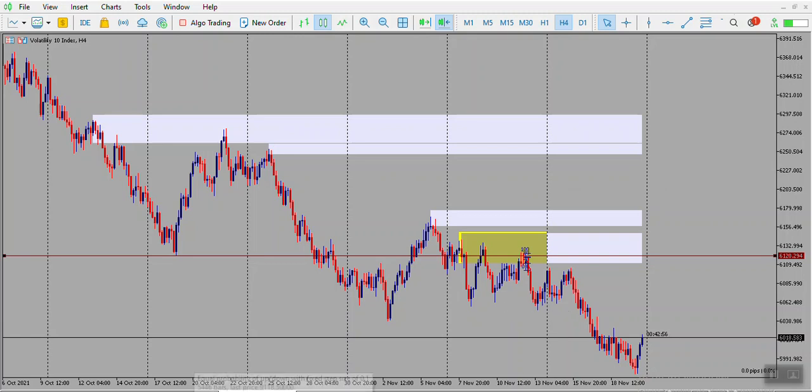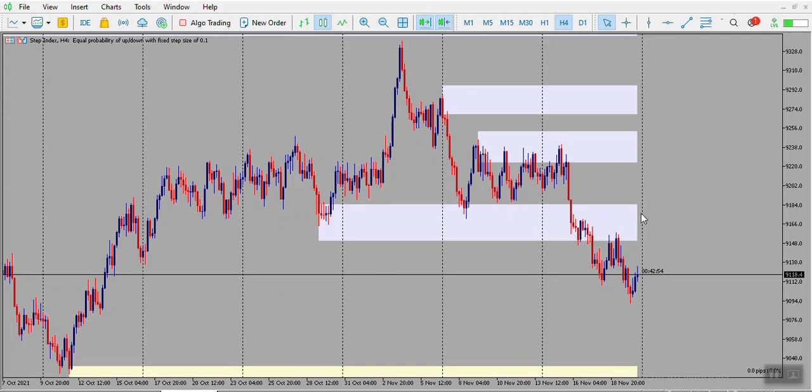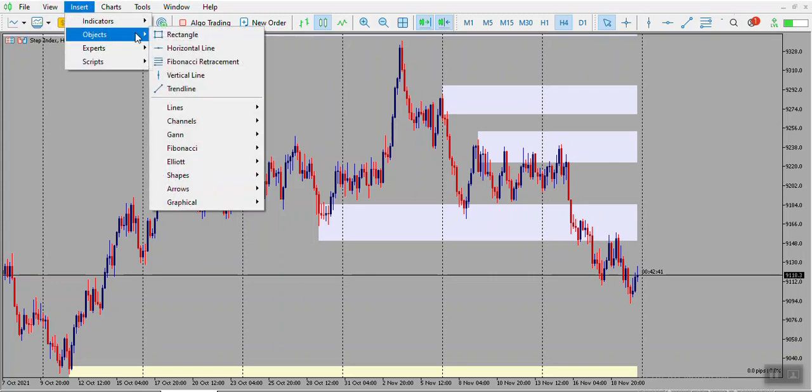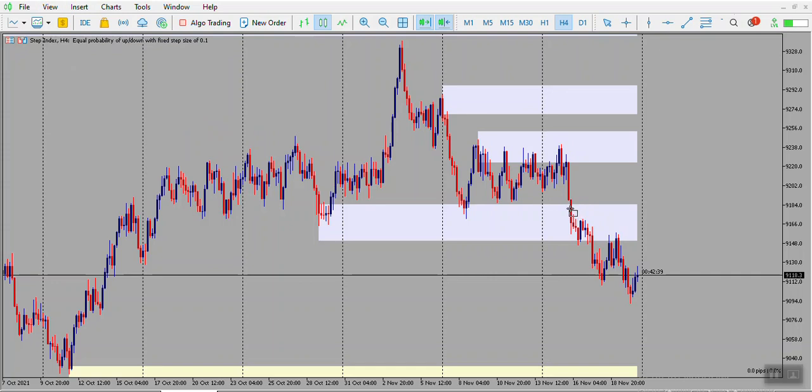All right, let's look at step index. I saw a setup on this, and let's look at this point. So we see that price broke through this demand zone and it became a supply zone. So we see price came back to retest the zone here. So let's see if we have a setup on this step index.